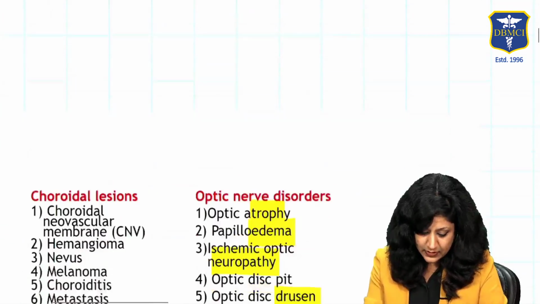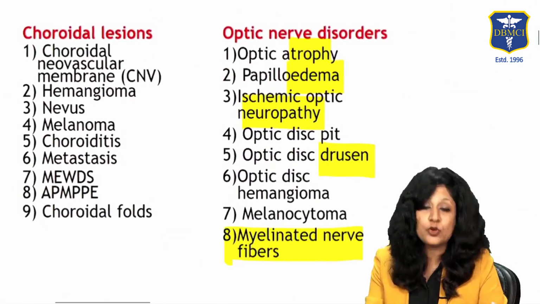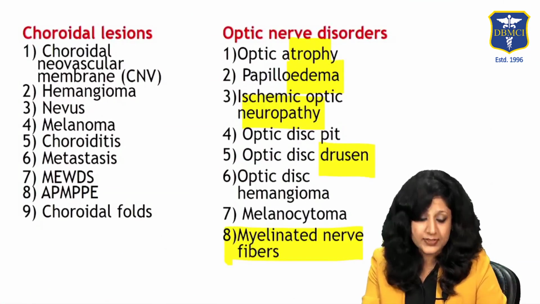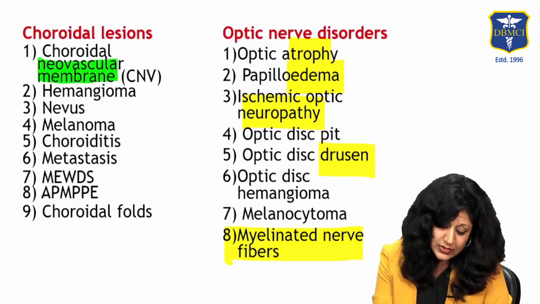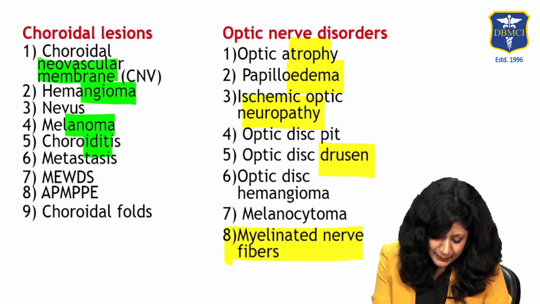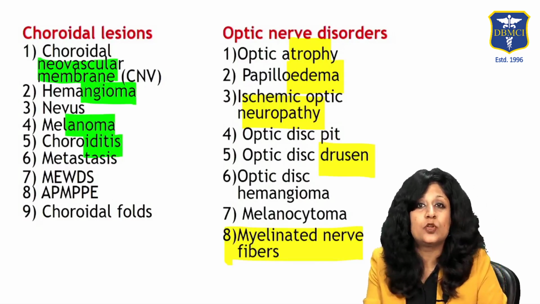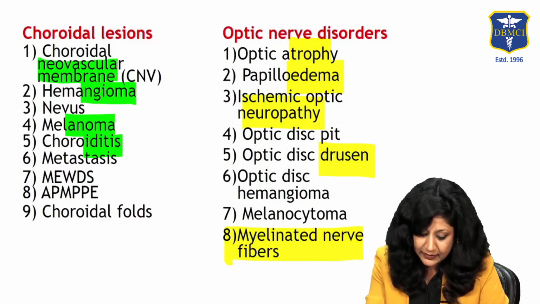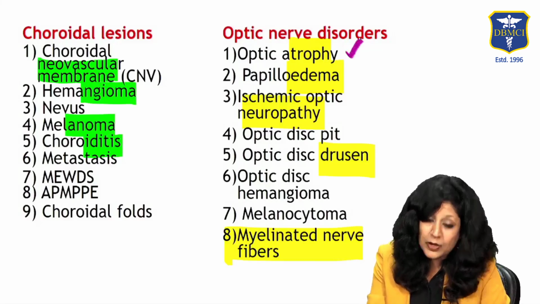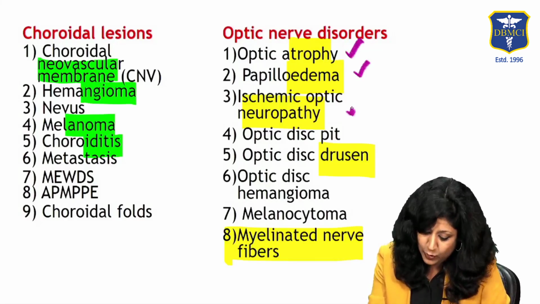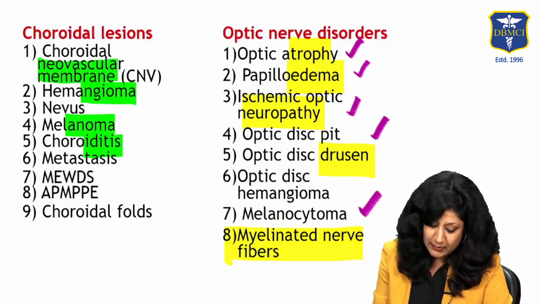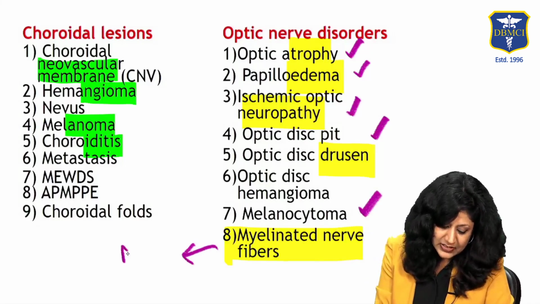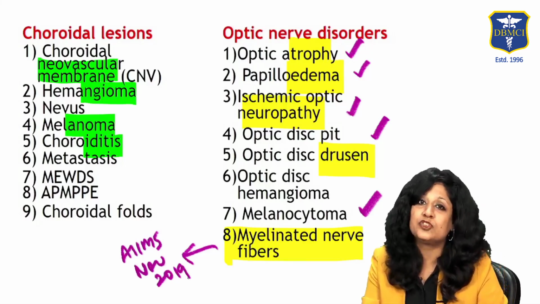hematomas, right? Okay. Now, similarly, we have choroidal lesions and then we have optic nerve disorders. In choroidal lesions, you can have neovascularization, hemangiomas, tumors, inflammations. So, anything related to the choroidal vessels. Similarly, in the optic nerve, I can have atrophy of the optic disc, edema, neuropathy, drusen, tumors, and also myelinated nerve fibers. Remember, myelinated nerve fibers was recently asked in AIIMS, November 2019, as a cause for the enlarged blind spot too.